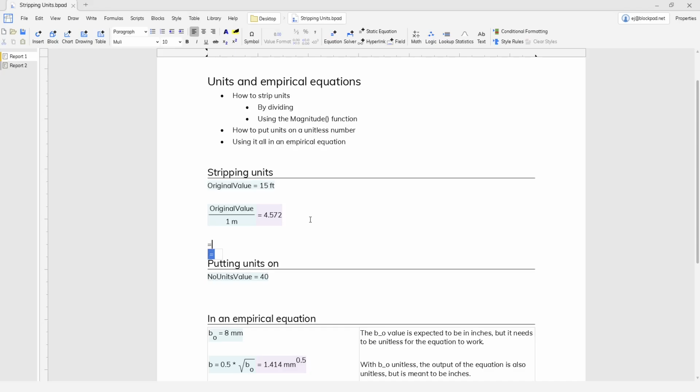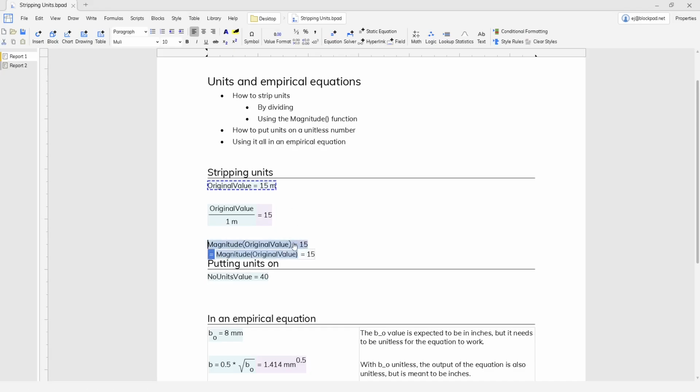Now, the second method uses the function magnitude, and we're going to just run that on the original value. And now, no conversion is going to happen. This is just going to strip the units away. So if I change this to 15 meters, then it's still going to give me the answer 15.